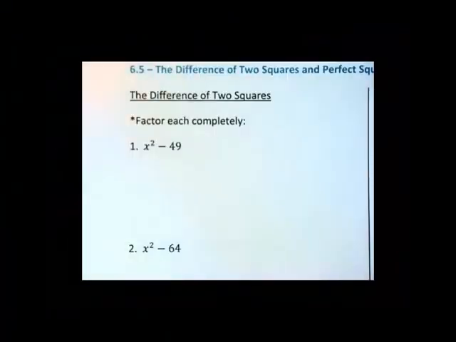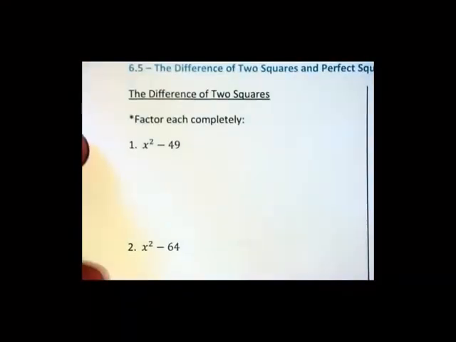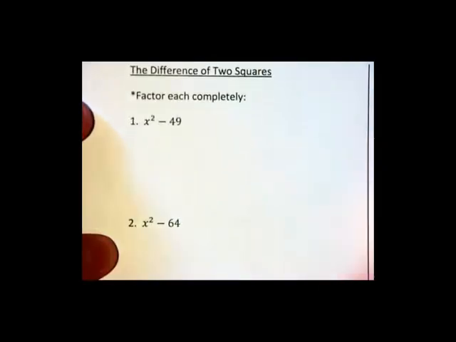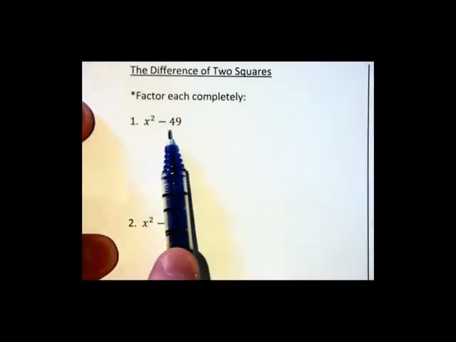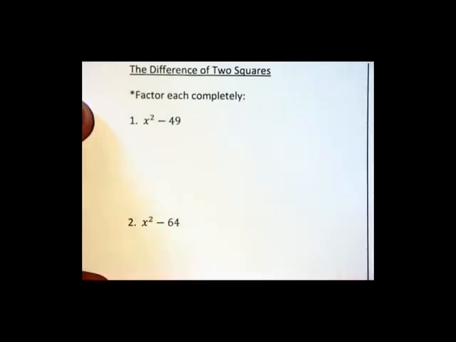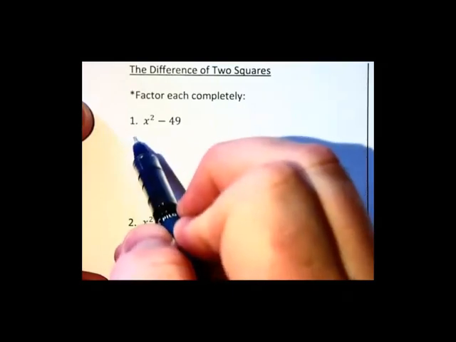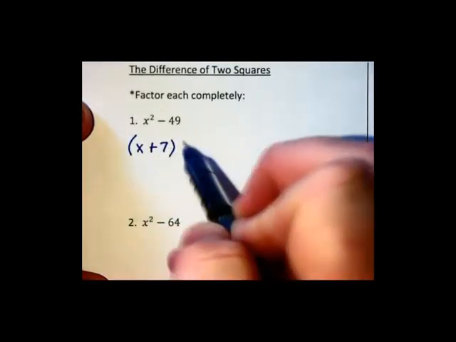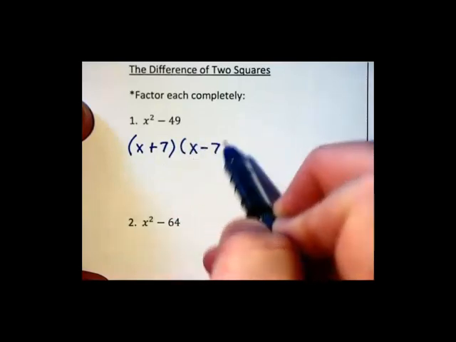This next method of factoring is a rather popular one, called the difference of two squares, quite simply because we see a difference of two squares. 49 there is the square of 7, and when we break this down, we break it into two parentheses automatically. One will be x plus 7, the other will be x minus 7.